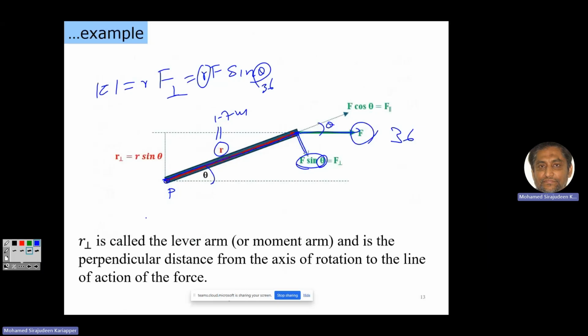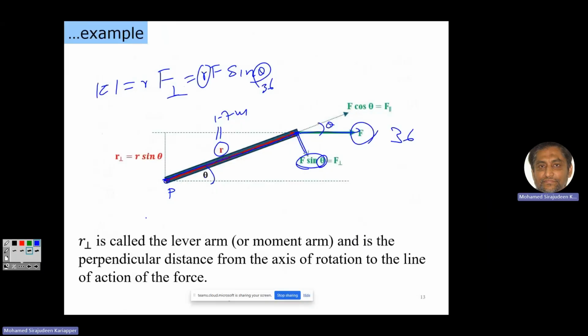Is it going to rotate clockwise or counterclockwise? Clockwise, right? It's obvious. You just imagine you press this point and that is the only force, so it is going to rotate clockwise. It's not because it is down or up. No, you should really see for yourself, visualize, and figure out whether it is going to turn clockwise or counterclockwise.